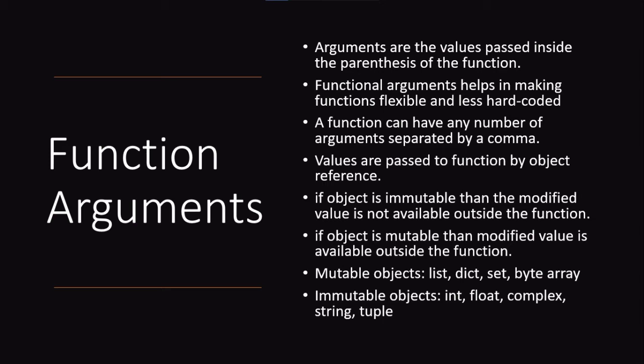In Python, almost everything is an object, so values are passed to the function by object reference. It means if an object is mutable, then the modified value is also available outside the function. And if an object is immutable, then the modified value is not available outside that function. The examples of mutable and immutable objects are given on the screen.